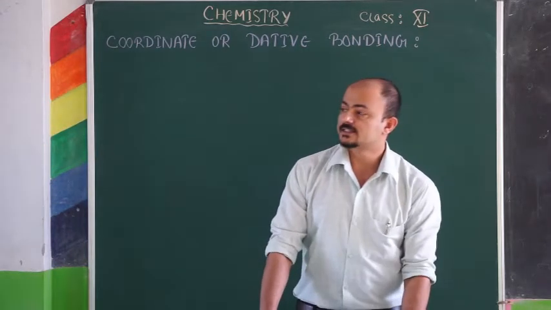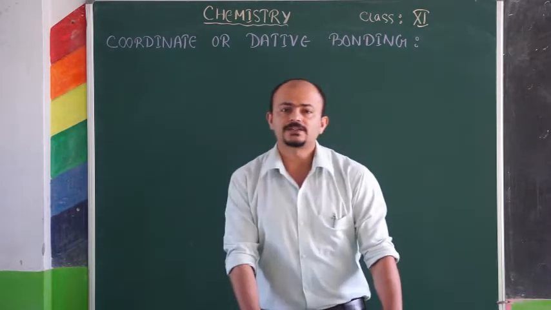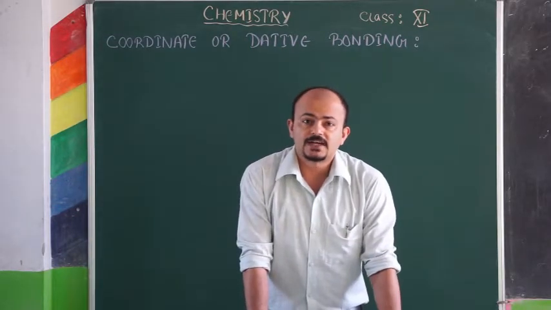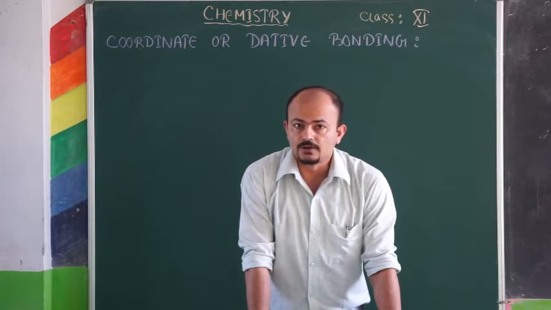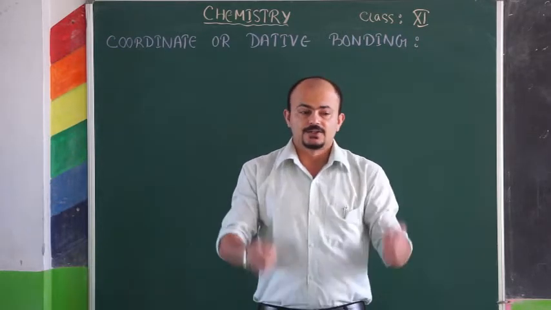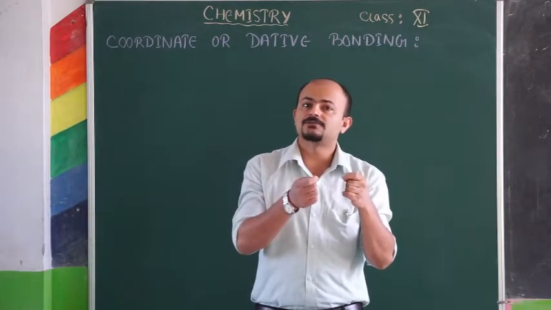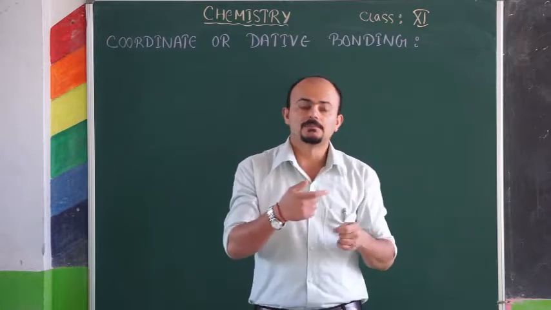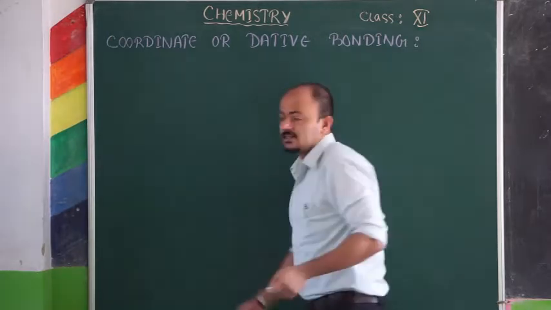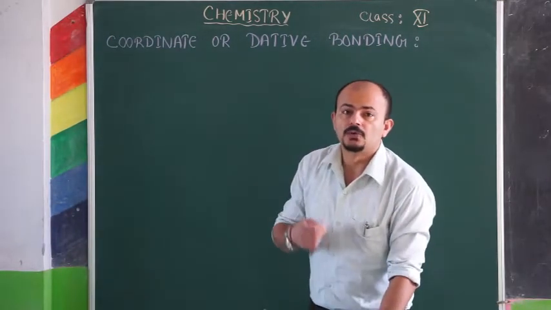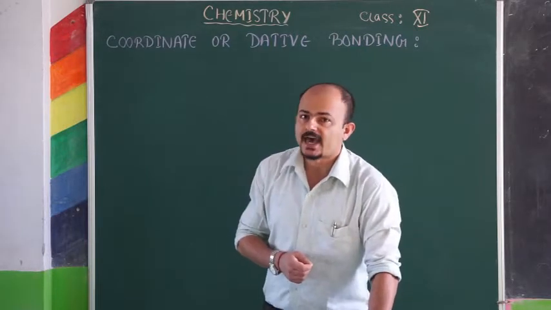Today we will be discussing coordinate or dative bonding. Coordinate or dative bonding is a special type of covalent bond. We have studied covalent bonding. In covalent bonding, one electron comes from one atom and another electron comes from another atom to form the bond. But in coordinate bonding, the shared pair of electrons comes from only one of the combining atoms.